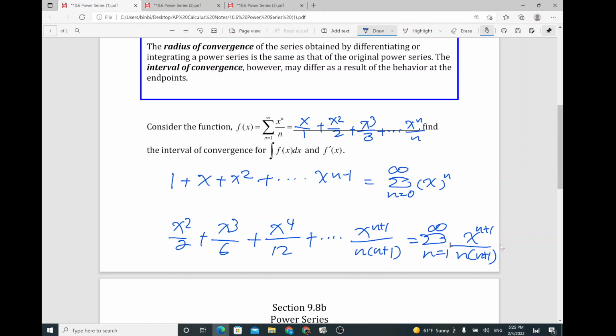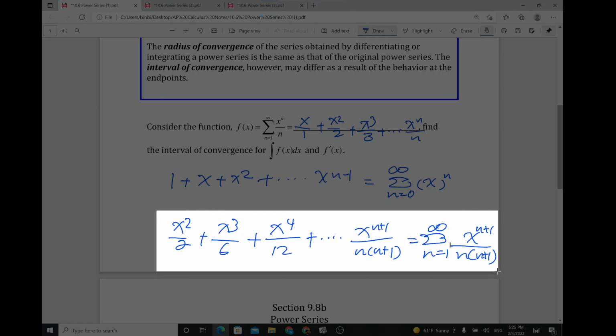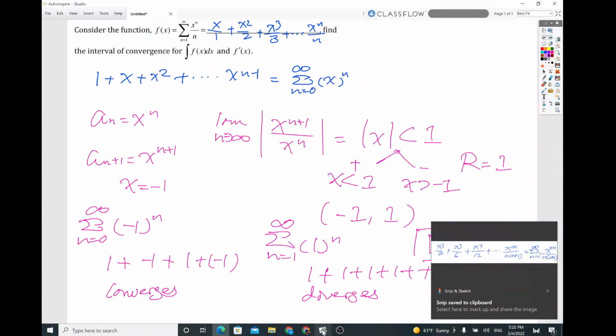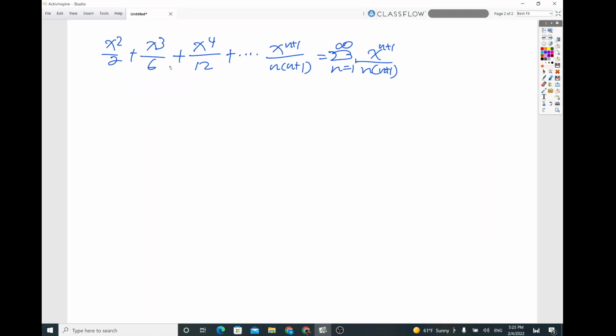So using that to put in for the ratio test, the one that we generated. This time is for the integral of the function. So this one is the integral of f of x.